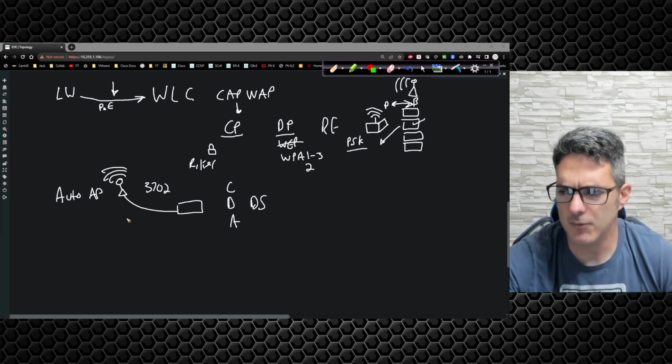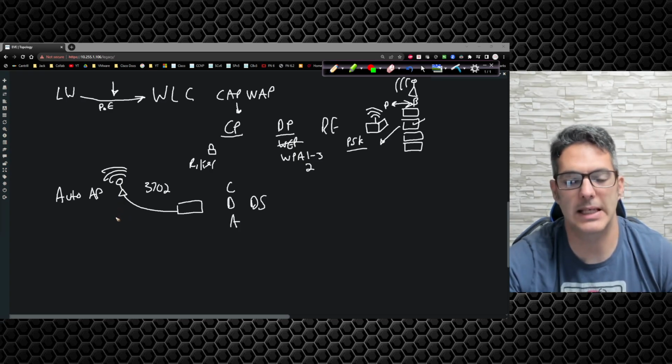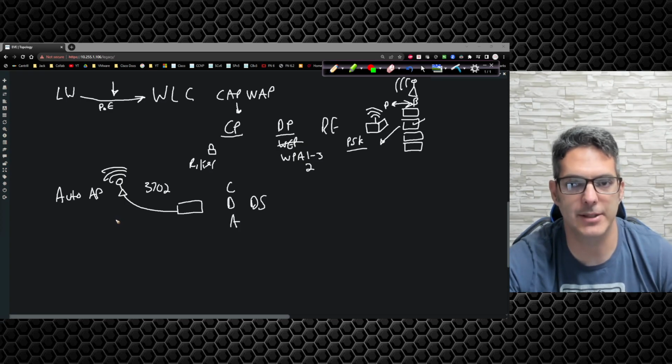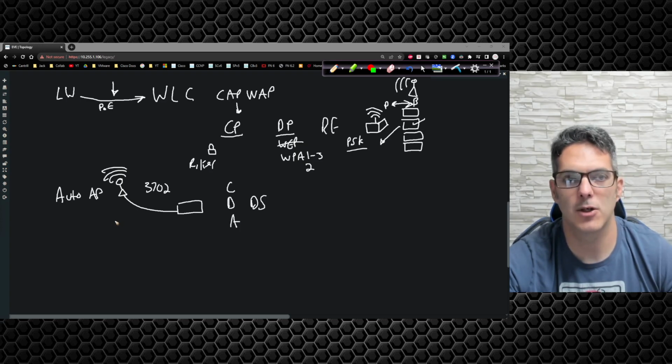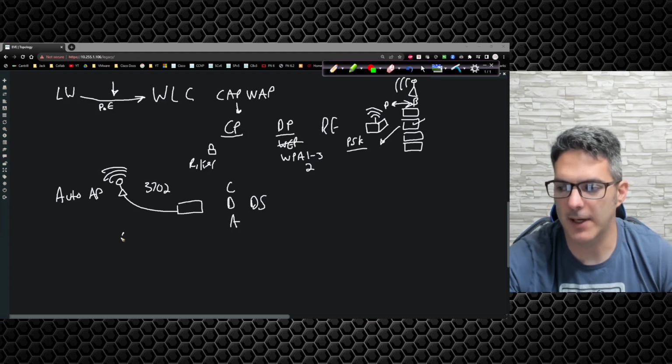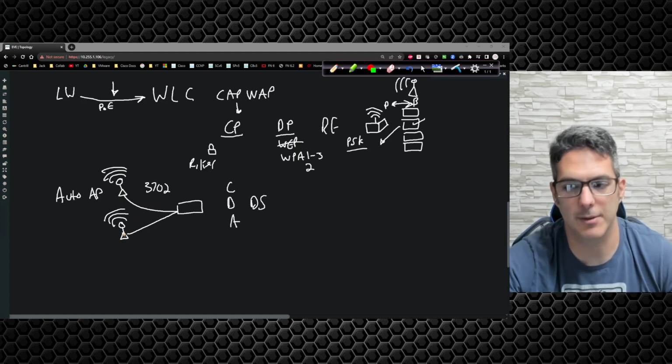Now, in this particular case, and I have worked with this in production a few times, a customer only has autonomous APs deployed. That's not a very good idea if you have an environment where you need roaming to be available. I have a bunch of APs that are just hanging out doing their thing, and they all connect back to the same switch or the same distribution system, but they're all autonomous.